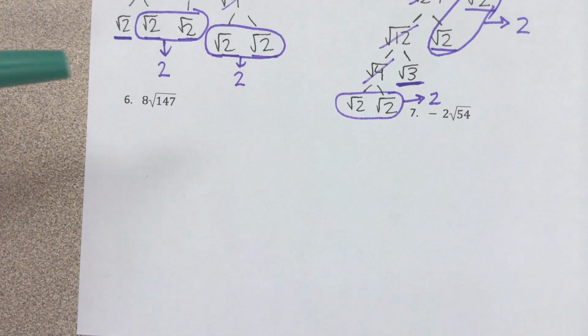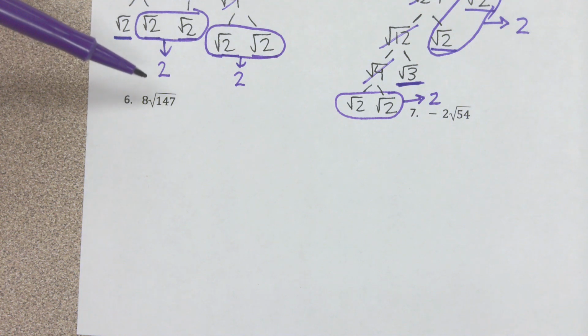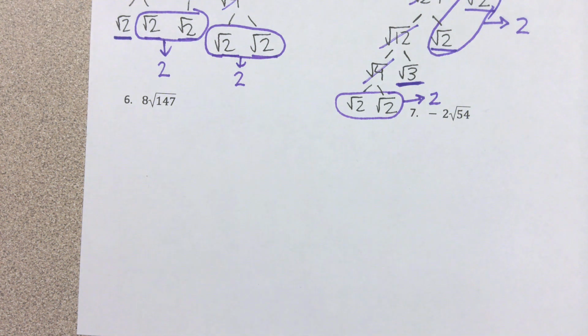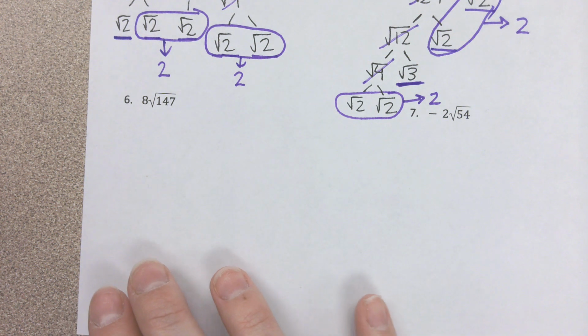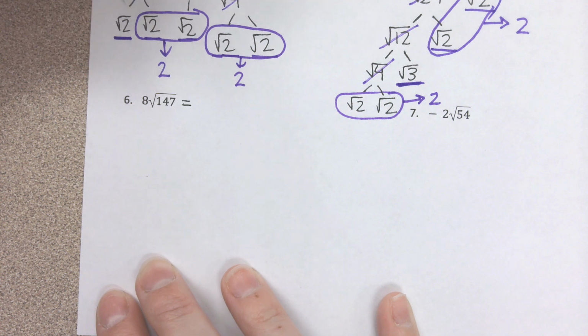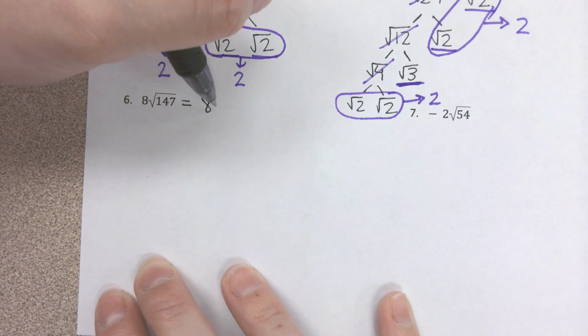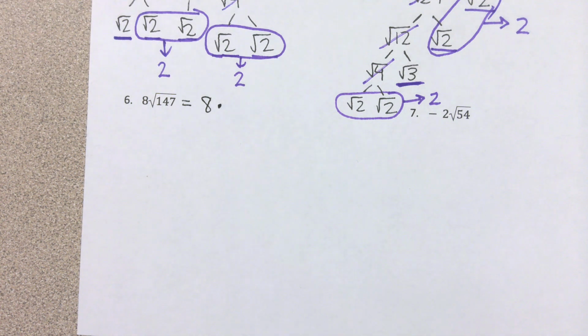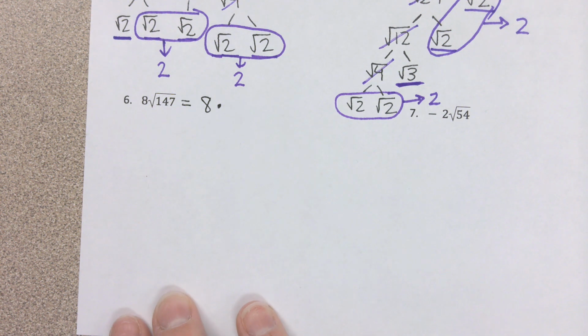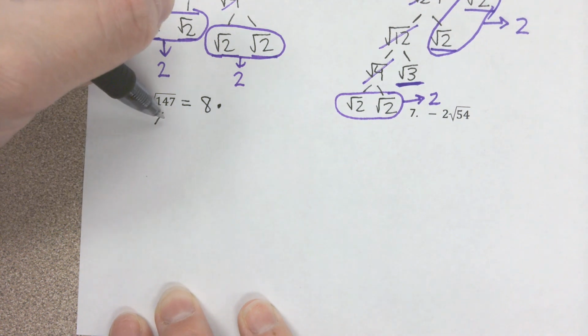Number 6, 8 square root of 147. Whenever you have a number in front, I always like to set up the answer with that number included so it's not forgotten later. So we're going to have 8 times, and then whatever the square root of 147 comes out to be, that's going to come with it. It's good to start this way so you don't forget it later. Now let's break down 147.